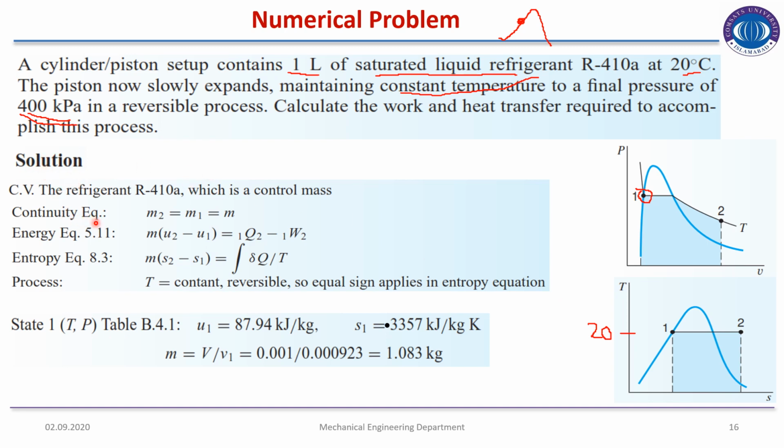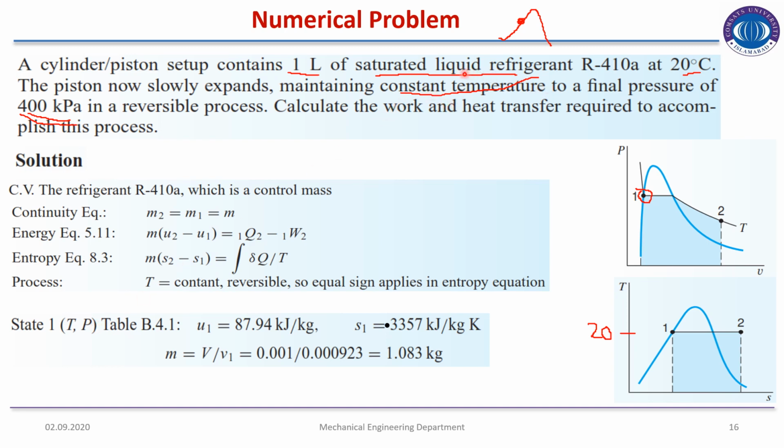So we will go for the solution. From the continuity equation, the mass will be conserved. From the first law of thermodynamics, m(u2 minus u1), that is capital U, is equal to 1Q2 minus 1W2. And from the second law of thermodynamics, m(s2 minus s1) is equal to the integration of dQ by T. So these are the formulae that will be utilized during the solution of this problem.